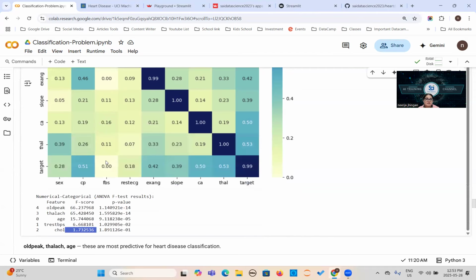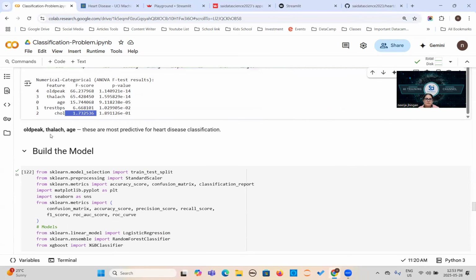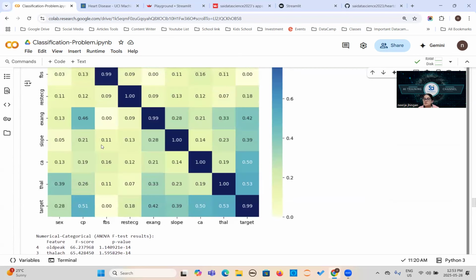Okay, so what are the more predictive features now? Old peak, thal, and age. This I'm writing from the numerical section above, where you can see their F score is very high. So that's why I have written it. These are the most predictive for the heart disease classification. So this is showing the association too.